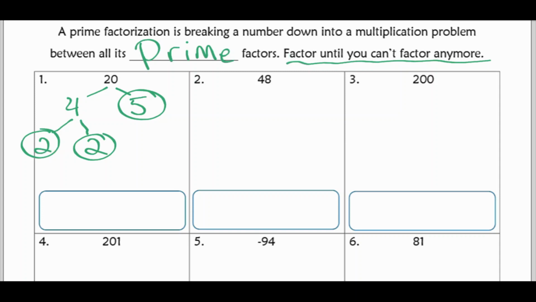I'm going to write that out as 2 times 2 times 5. All of these multiplied together would give us 20. I'm just showing 20 broken down into its 3 factors, which are 2, 2, and 5.